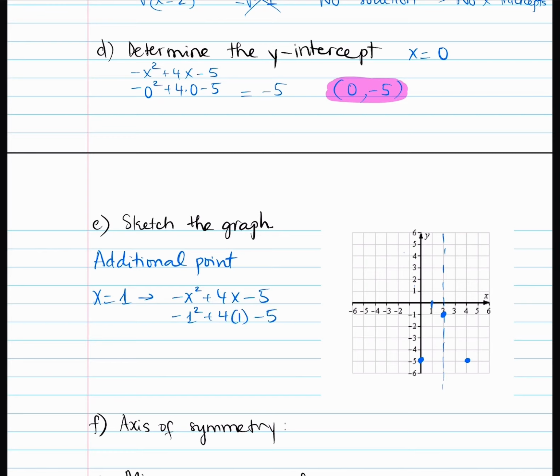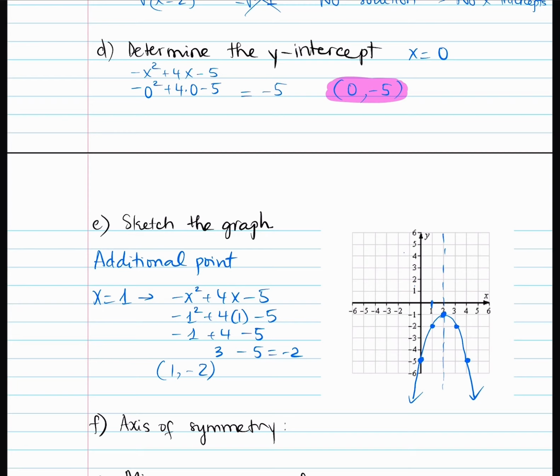Okay, so then we get -1 plus 4 minus 5. -1 plus 4 is 3. 3 minus 5 is -2. So the point we want is (1, -2). (1, -2) is right here. Now with the axis of symmetry, I can totally reflect another point over here. So now we can draw the parabola with a little more detail. Okay, so there's our graph.